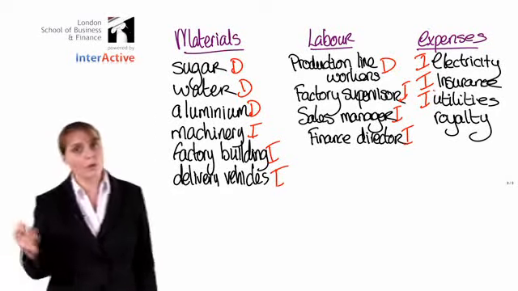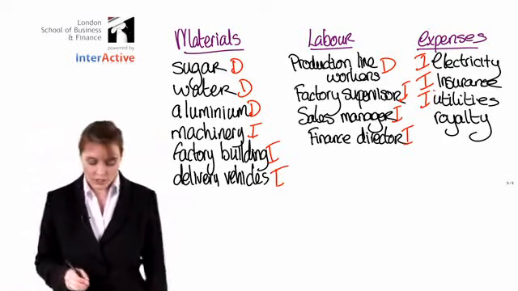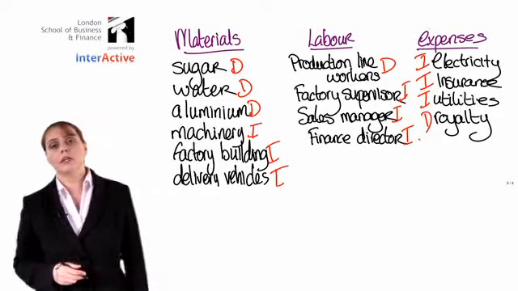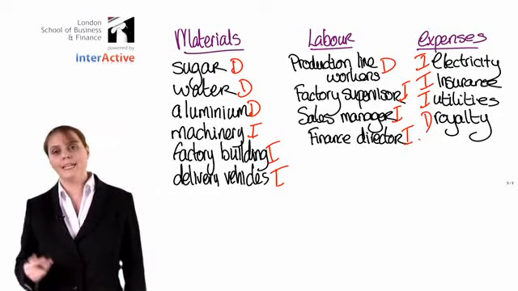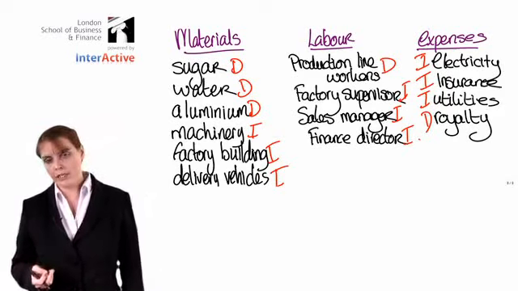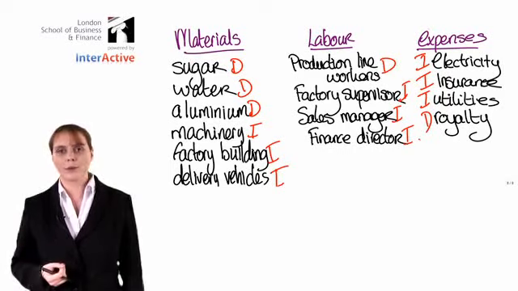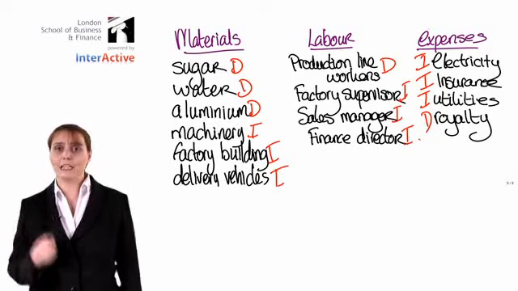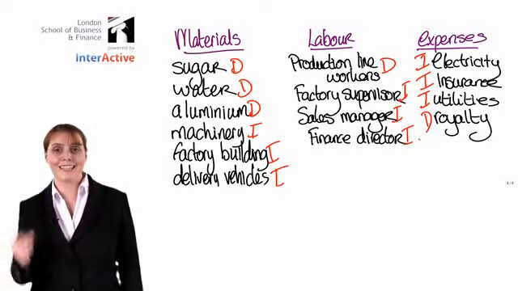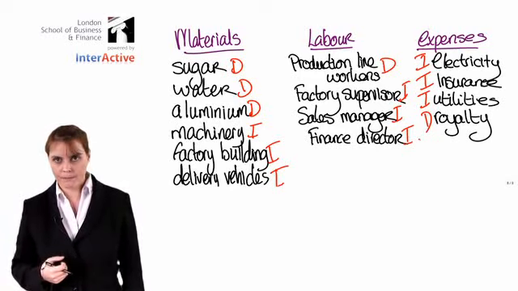Now, I've included the royalty cost here for a reason. Royalty costs are a rare example of an other expense that would be a direct cost. If we are paying a royalty of 10 pence per can of cola to the person who owns the recipe, then we know exactly what the cost per unit is. Therefore, it is a direct cost.